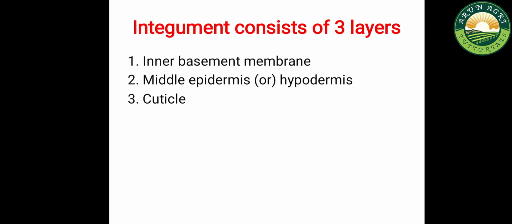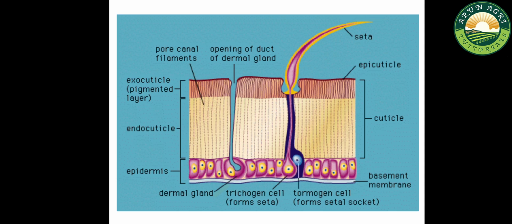See, the insect integument consists of three layers in total. The lowermost layer is the inner basement membrane, the second is the middle epidermis or hypodermis, and the topmost layer is the cuticle. So you can see the structure of an insect over here. At the lowermost you can see the basement membrane.